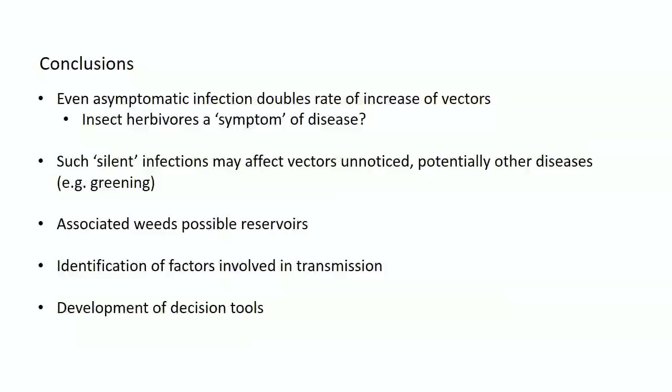So even this asymptomatic infection doubles the rate of increase in vectors. And this also relates, for example, if you're looking at an invasive insect and you're testing its intrinsic rate of increase on plants, you may be testing on plants in one situation. In the field, there may be some silent infection that is actually increasing its rate of increase, which could be important for classical biocontrol, for example. So that's that. Associated weeds, looking at these factors involved in transmission and development of decision tools.